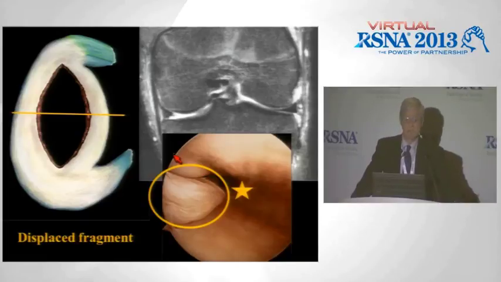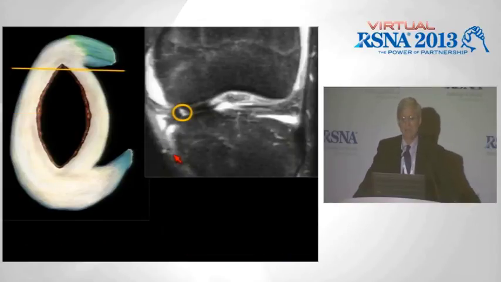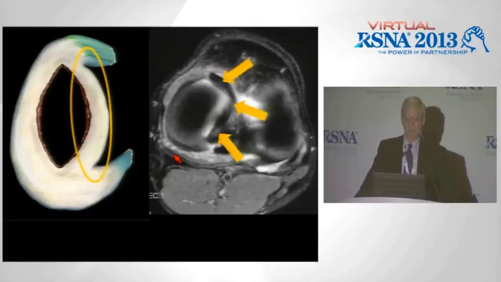Arthroscopically, this is important, and you can see this bucket handle tear, this displaced fragment, very nicely at arthroscopy. As you get more anteriorly at the junction between the bucket and the remainder of the meniscus, you may see the cleft, as is nicely shown here, with high signal.